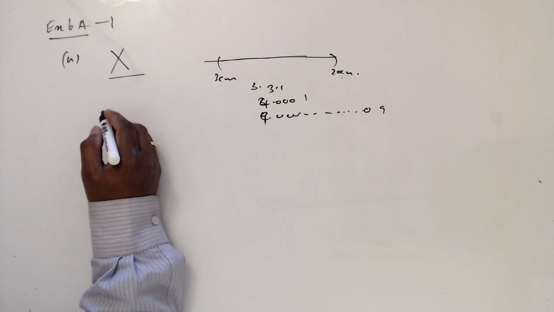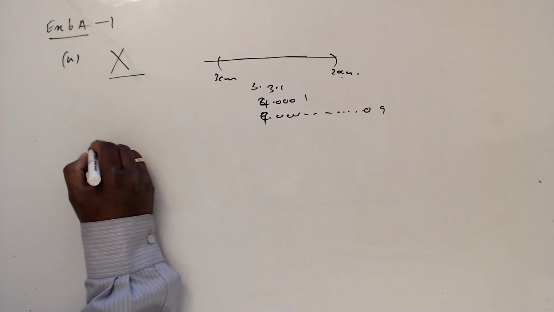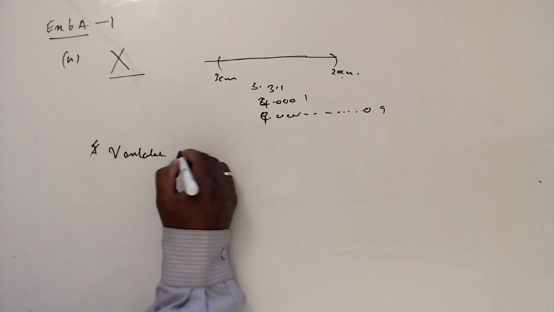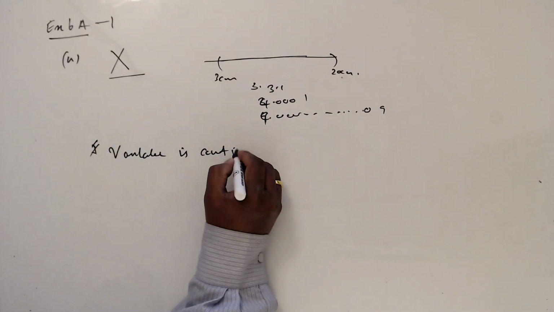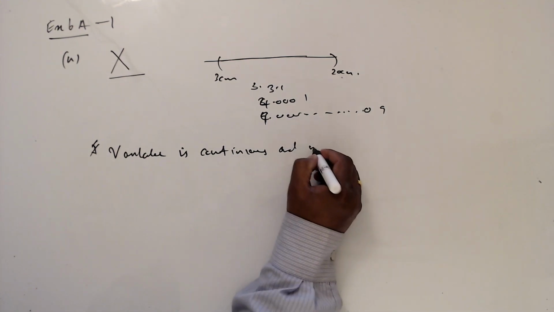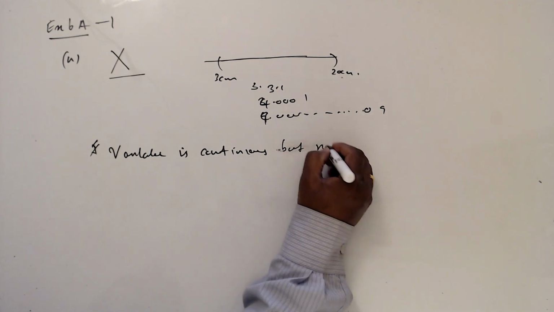So the answer is: the variable is continuous but not discrete.